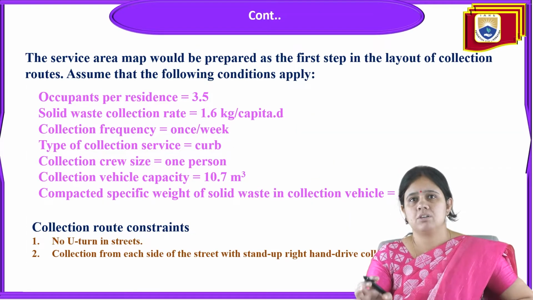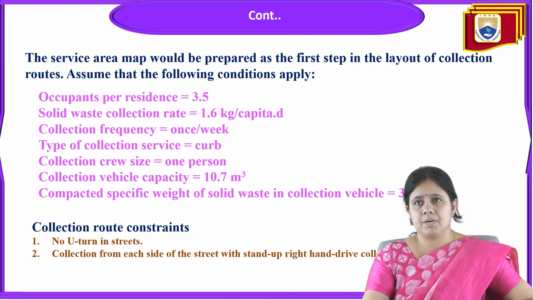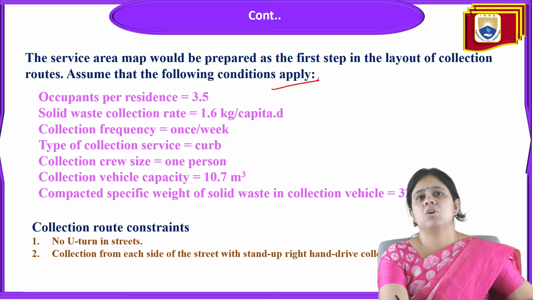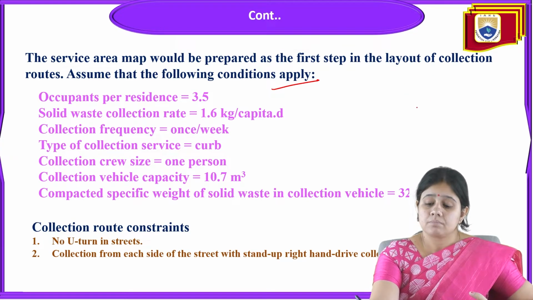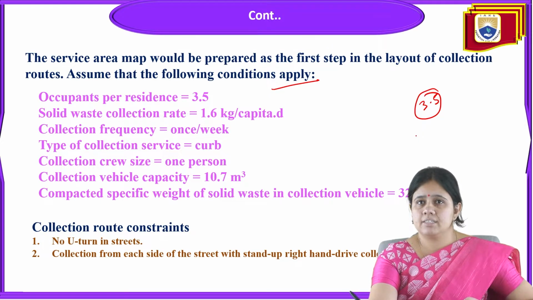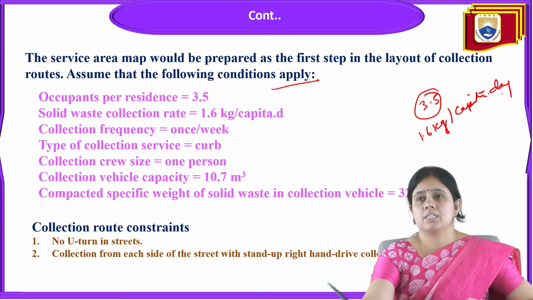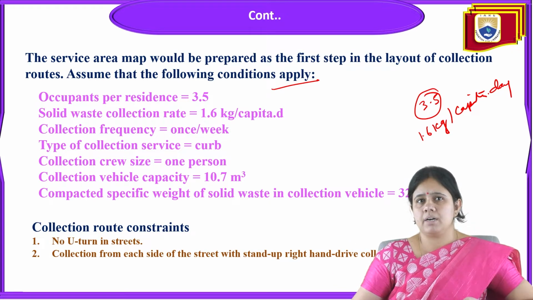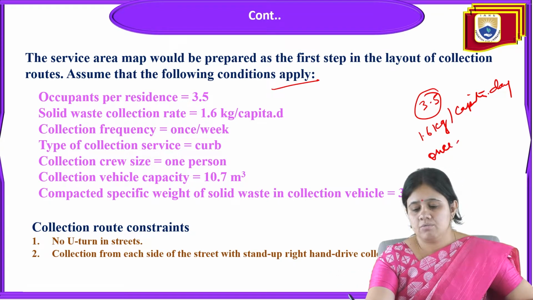First of all, the service area map would be prepared as the first step in the layout of the collection route. Assume the following conditions apply. First, occupants per residence: 3.5 members per house, and the solid waste collection rate is 1.56 kg per capita per day. Meaning a single person generates about 1.6 kg of waste per day, and the collection frequency is once a week.